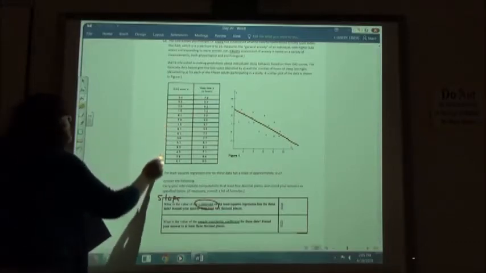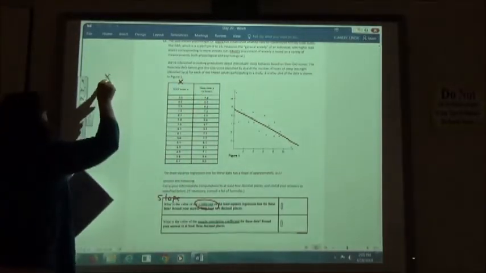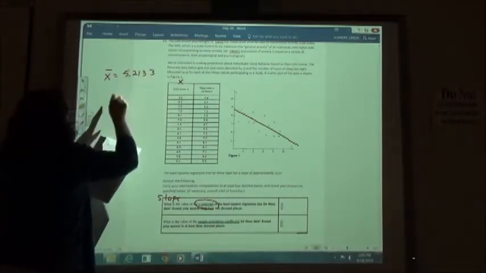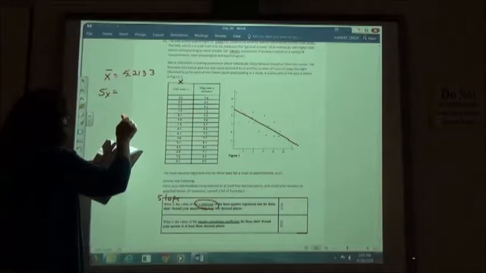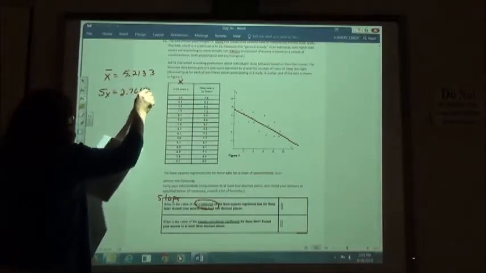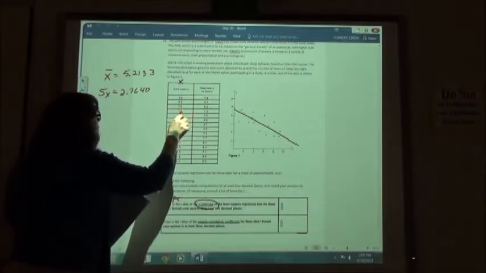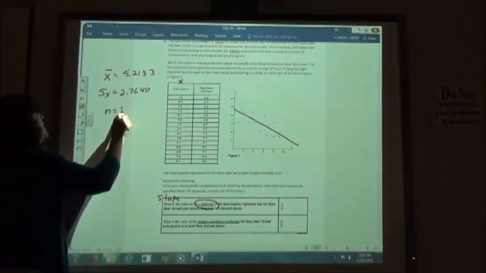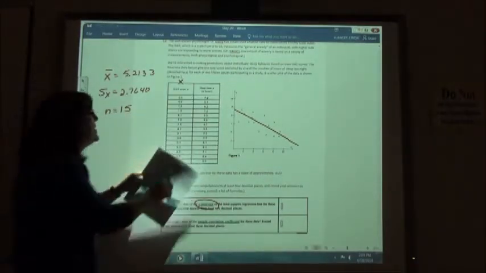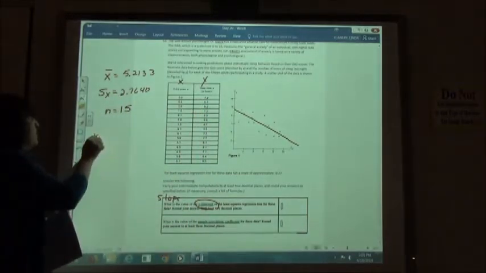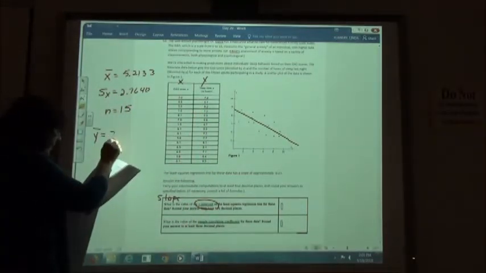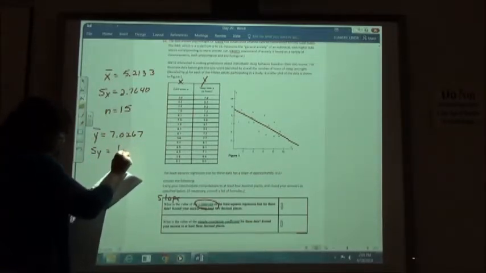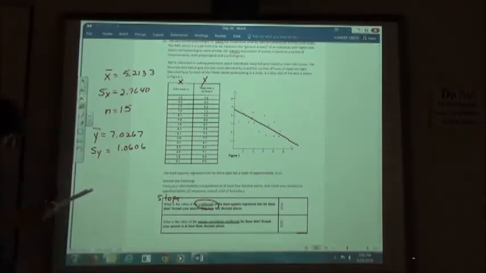So on my list 1, my x values, x bar, my mean came out to be 5.2133. My standard deviation for that first list, 2.7640. We have 1, 2, 3, 4, 5, 6, 7, 8, 9, 10, 11, 12, 13, 14, 15. So n is 15. When I did my second list, the y list, the mean of y came out to be 7.0267, and the standard deviation of y, 1.0606.